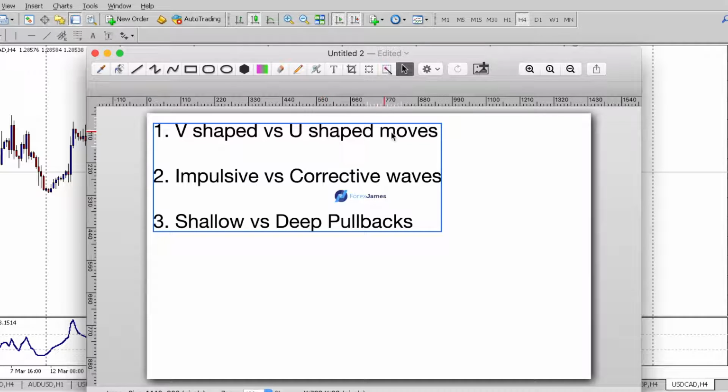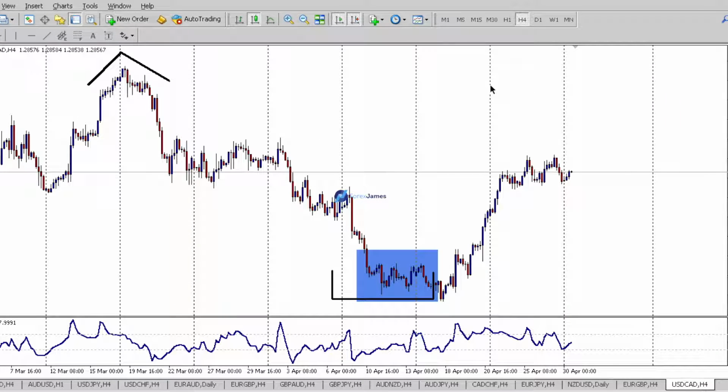V-shape versus U-shape moves. On this dollar CAD on the H4, I've marked these two points. These are turning points in the market. The first one here is what I call a V-shape move. This is an upside down V-shape because it's going to the downside. Basically, it's a sharp turn in the market. The market wasted no time to range. We can see the bulls are weakening here, small bodied candles, and the bears just jump in.